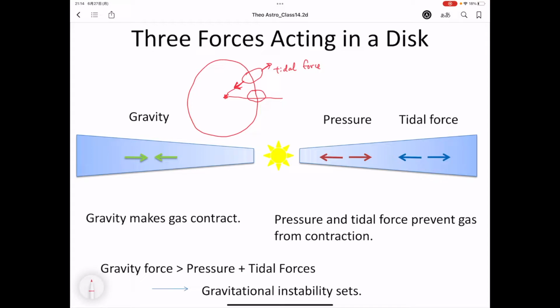So gravity makes a gas contract. On the other hand, pressure and tidal force prevent gas from contraction. So we need to consider these three. If the gravity is larger than the sum of the pressure and tidal force, then gravity makes the gas contract and the gas is accumulated in some point. We call such a situation a gravitational instability.